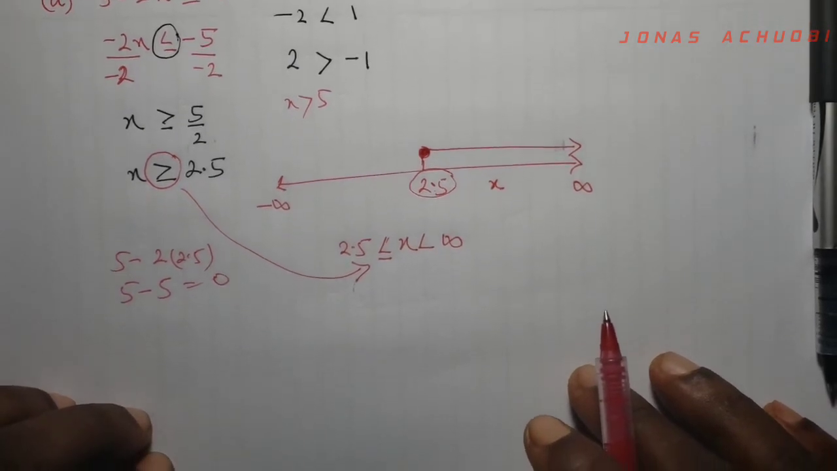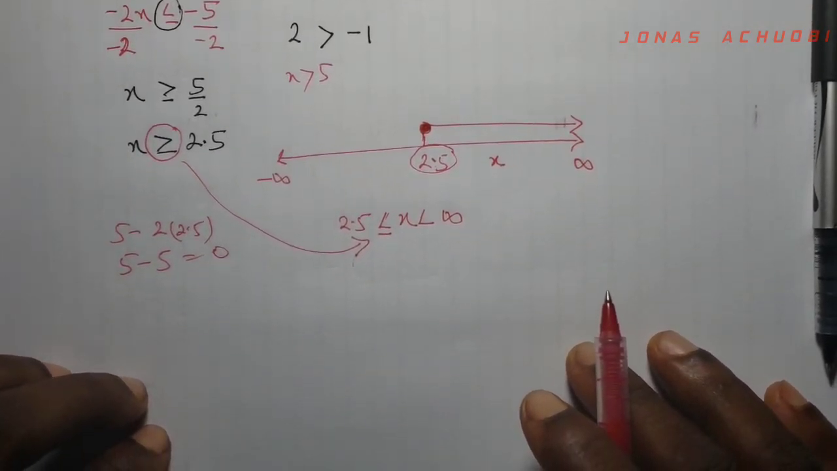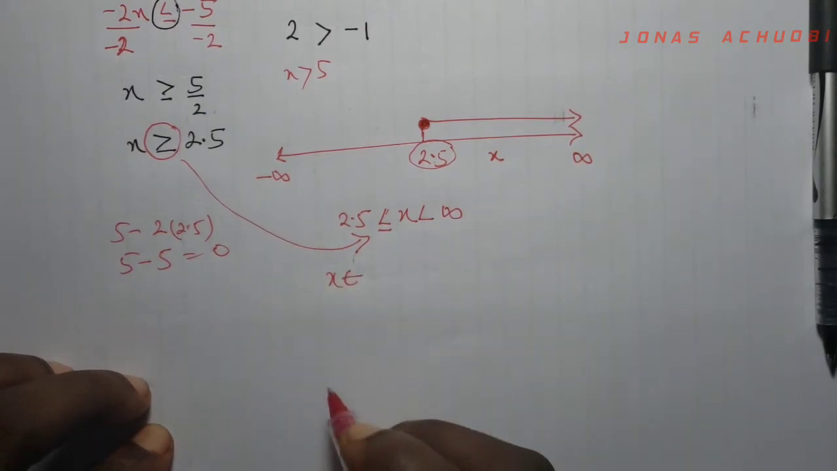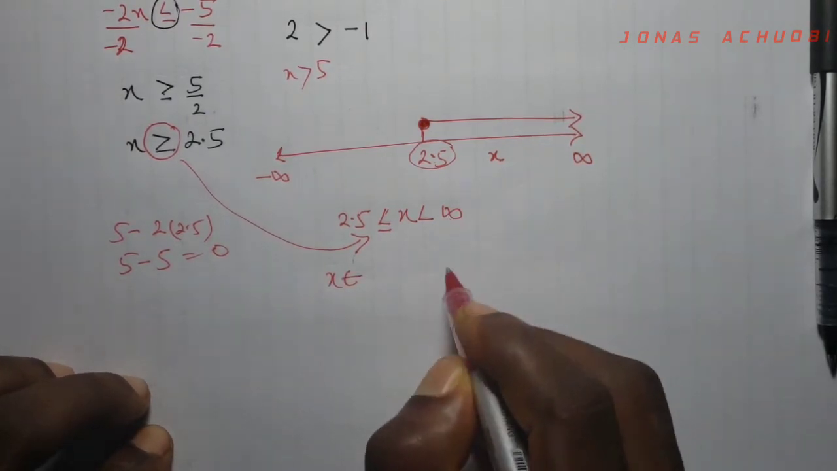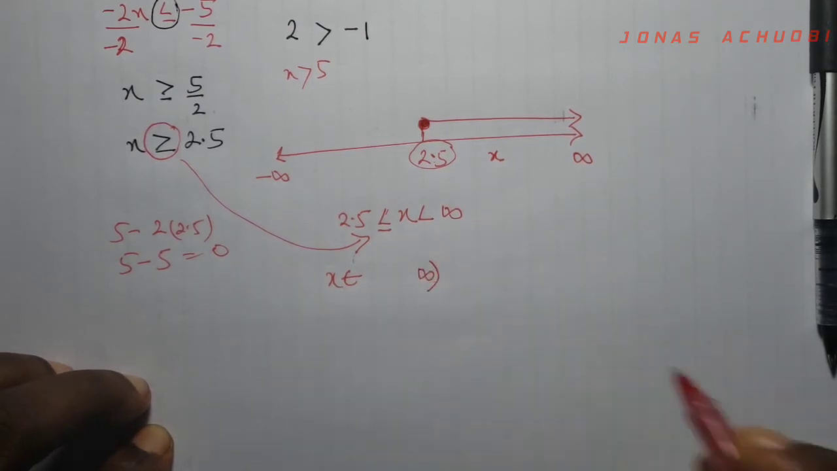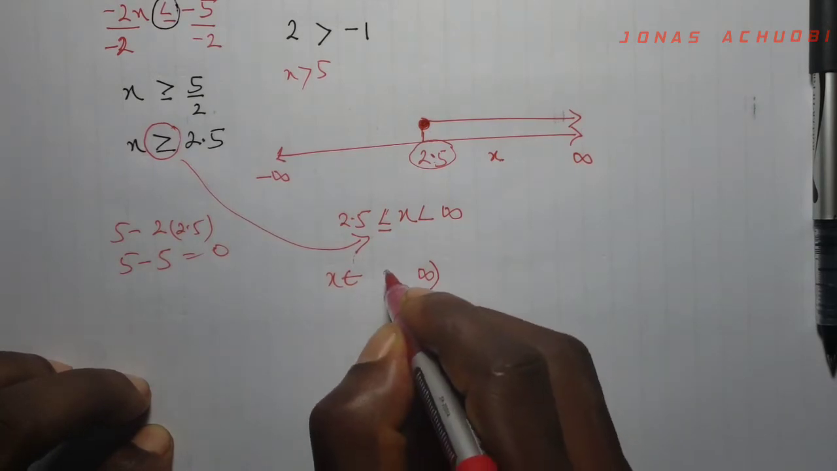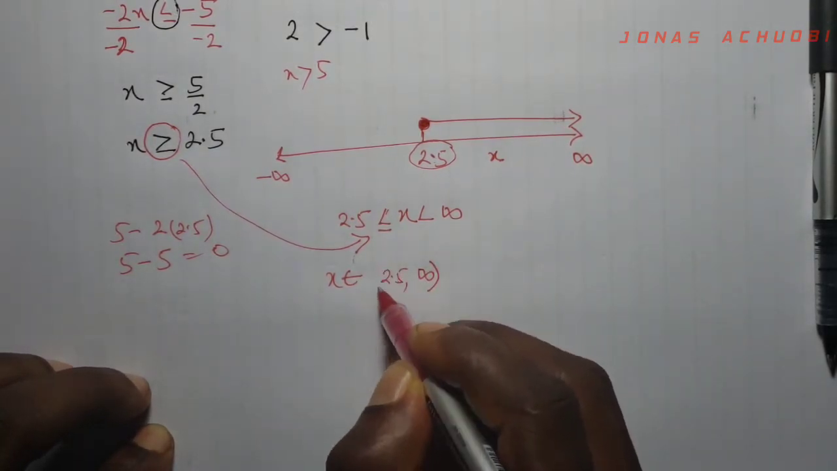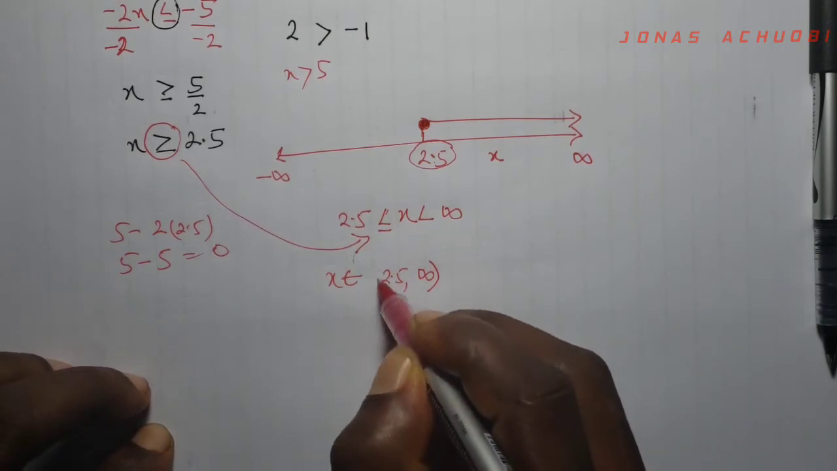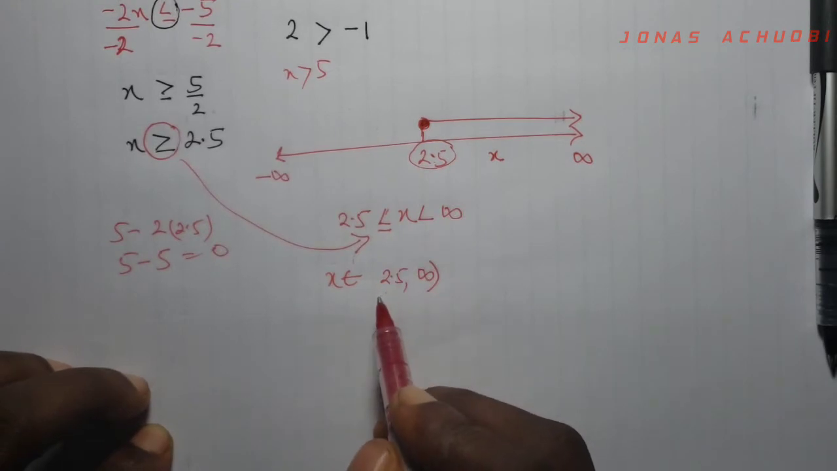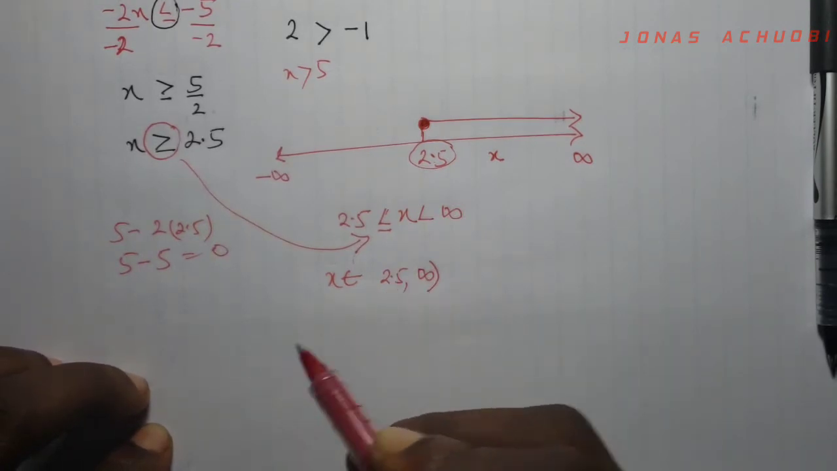How then do we represent it using our intervals? Remember, we have that x lies in the interval. This is infinity, and I've said already that at infinity you can never close. You always have an open interval at infinity. Now how about 2.5? We have here 2.5 comma infinity. Now should we open at 2.5 or close at 2.5? That will depend on if 2.5 is also in the solution set or not.